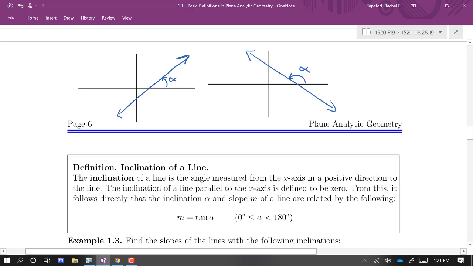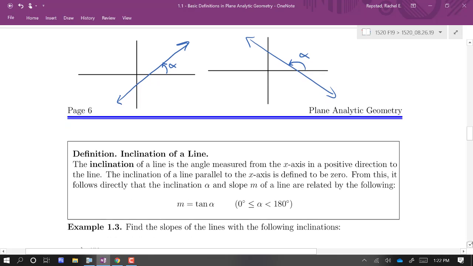What do you notice? Any similarities or differences in what we expect to get for alpha, for this inclination, depending on whether the line is increasing or decreasing? Increasing, that's an acute angle. Yep. So if the line is increasing, this angle is acute, right? It's less than 90 degrees. And if it's decreasing, it's more than 90 degrees.